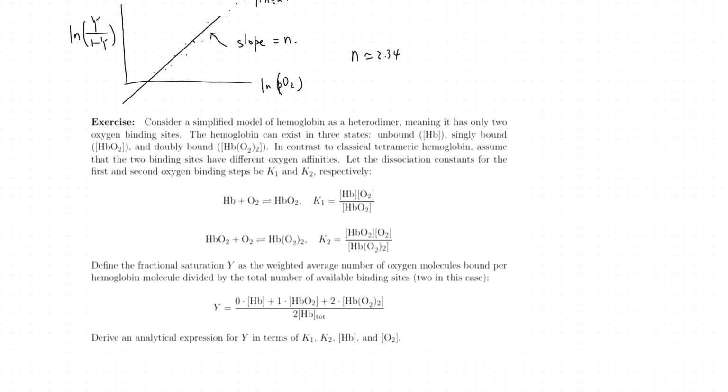Then you are going to derive an analytical expression for Y. You are going to derive an equation so that you can write Y in terms of K1, K2, the concentration of unbound hemoglobin, and O2. So you are only allowed to express Y in terms of the 4 parameters, K1, K2, Hb, and O2, not the others. This is the homework problem.